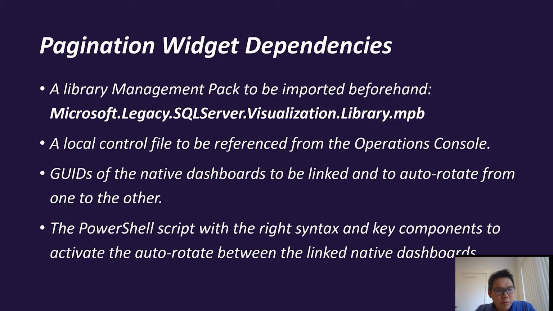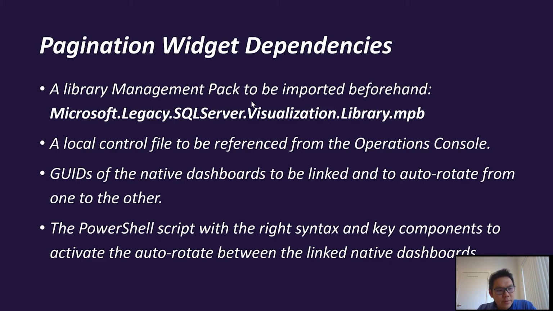A local control file placed within a folder in the same workstation as the operations console running the Pagination widget dashboard will also be required to keep track of the transition state of the dashboard in focus. The GUIDs of the native dashboards and widgets to be linked will need to be used to configure the Pagination widget in order for it to be able to auto-rotate from one to the next in the linked sequence.